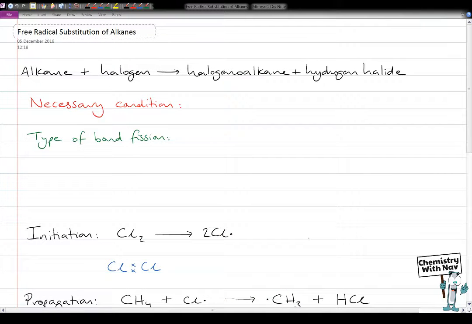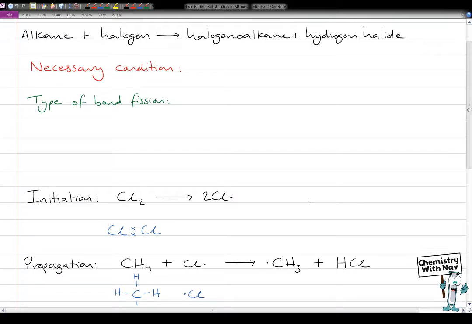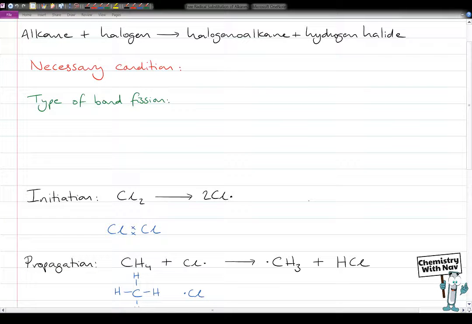In this video today we're going to take a look at the free radical substitution of alkanes. And in that process you take an alkane and you react it with a halogen, and it creates a halogenoalkane and a hydrogen halide. There is a necessary condition for this, which is that it must be done with UV light. And the type of bond fission that's going on is homolytic fission.